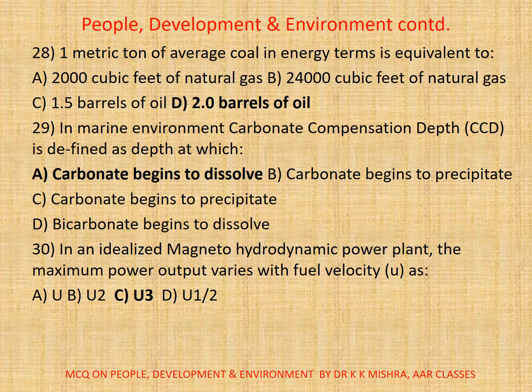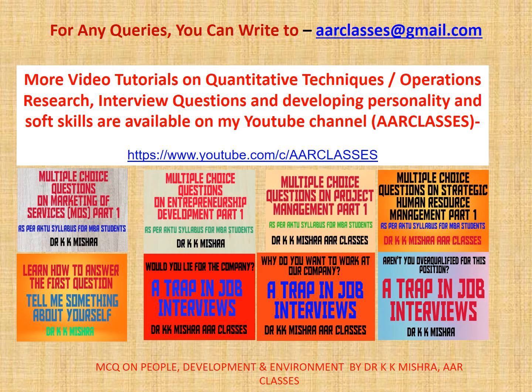30. In an idealized hydrodynamic power plant, the maximum power output varies with fluid velocity as, correct option is C, U^3. So this was all about this particular video tutorial.